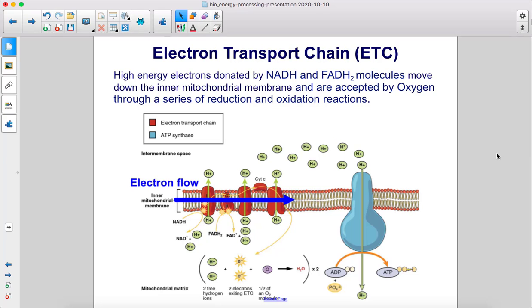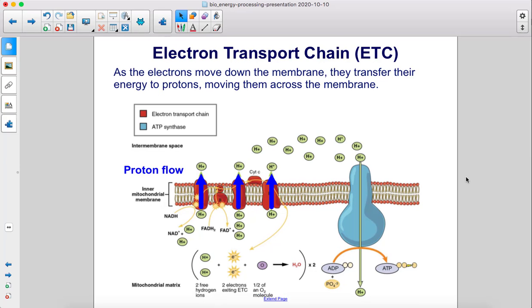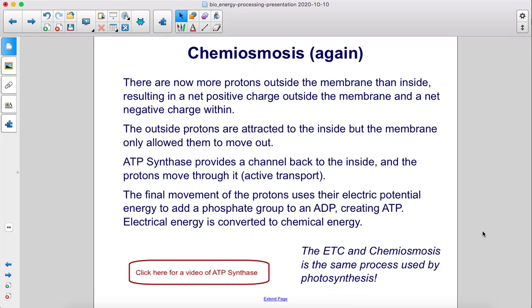High-energy electrons donated by NADH and FADH2 molecules move down the inner mitochondrial membrane and are accepted by oxygen through a series of reduction and oxidation reactions. As the electrons move down the membrane, they transfer their energy to protons, moving them across the membrane. There are now more protons outside the membrane than inside, resulting in a net positive charge outside the membrane and a net negative charge within.